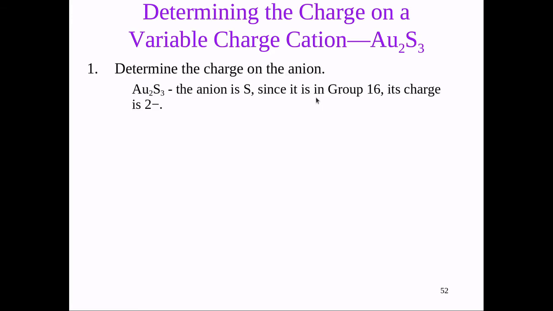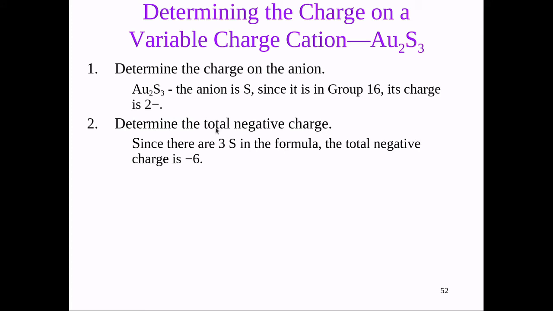So let's see if we can determine the charge on the variable charge cation in the gold sulfide here. First, we're going to determine the charge on the anion. So we need to go look up sulfur. It's in group 16, and we know that its charge is 2-. We know from the subscript that there are going to be 3 sulfurs in the formula. That gives us a total negative charge of 6-, so that's 3 times the 2-.